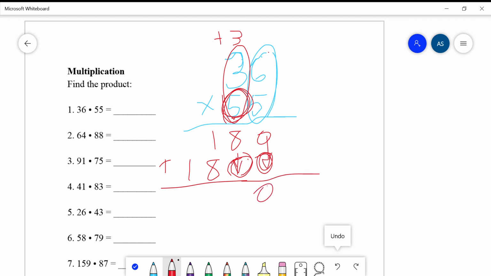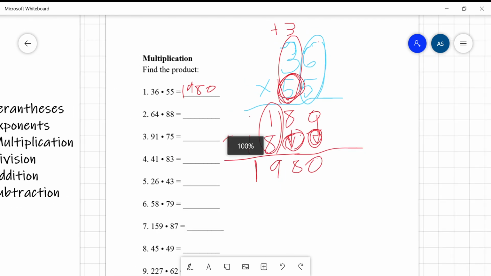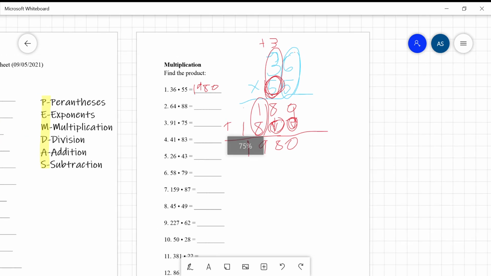We bring the 8 because you're not adding anything with 0. 8 plus 0 does not equal a bigger number than the number 8. And we're adding 8 plus 1, which is 9. And then we have nothing on top, so 1's just going to come down. And we have 1,980 for our answer here. Okay? So like that, you'll be doing all the rest of the problems.